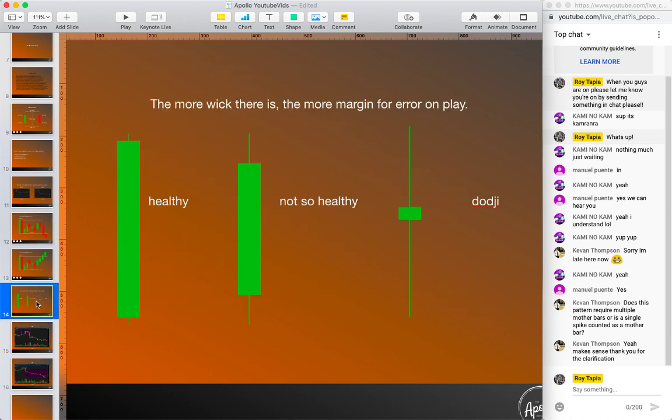And the more wick there is, right, the more margin of error on the play. Healthy bars have the least amount of wicks, or none at all. When it comes down to it, Doji bars are like bipolar bars. I'll show you guys how to play these as well. These are so fun to play, these Doji bars that look like this. They're either red or green. Super, super fun to play, just like these inside bar patterns.